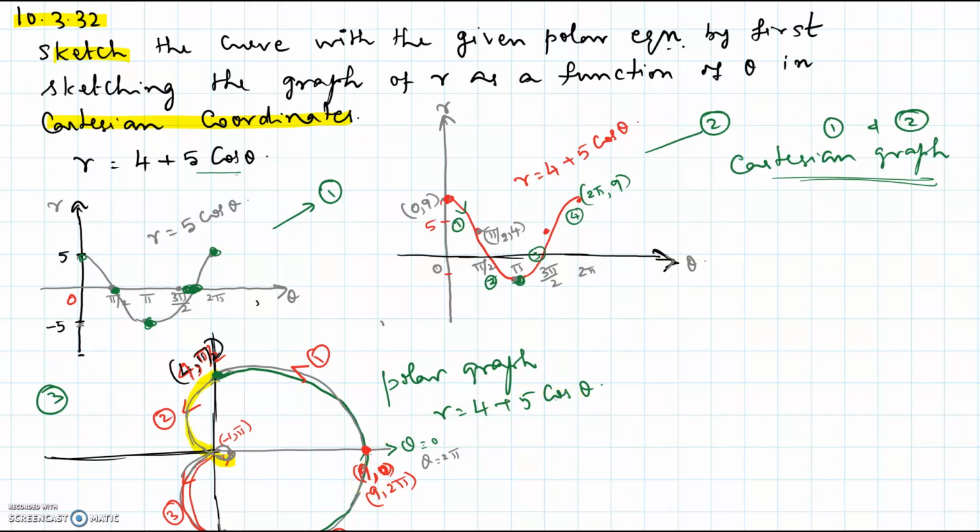What is important in the problem is that it's better to have a Cartesian graph to see whether the graph is decreasing or increasing in nature, and then you convert the Cartesian graph to a polar graph. Hope this video helps.